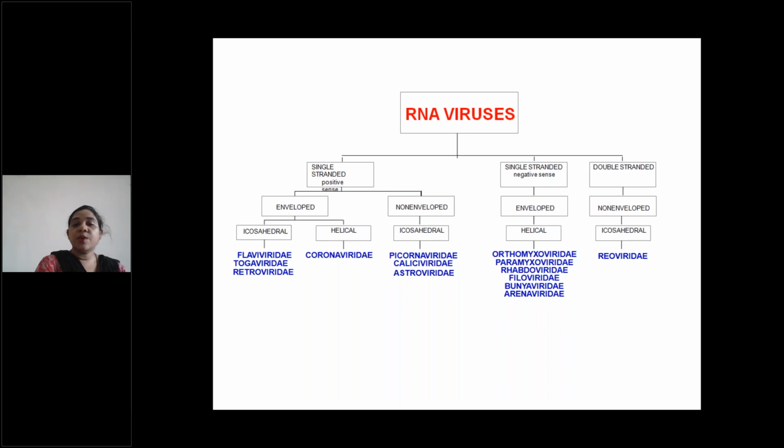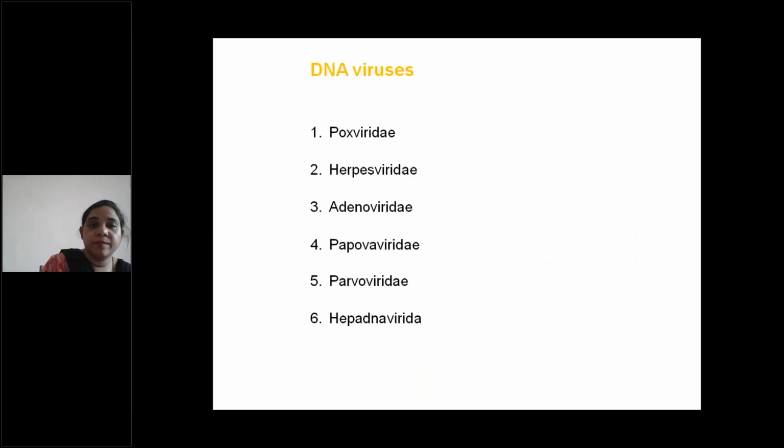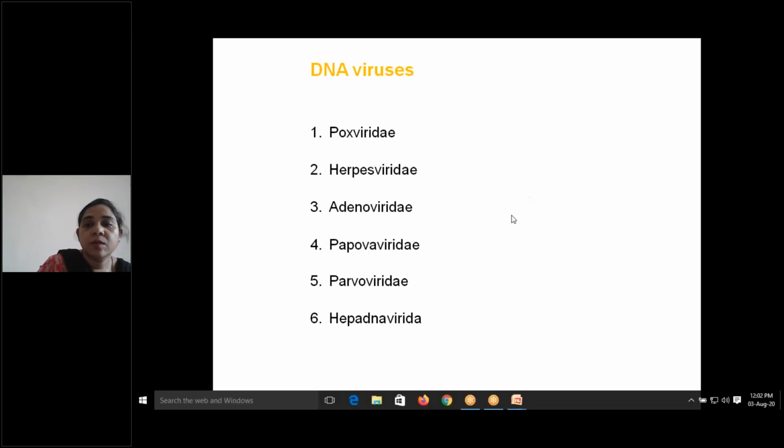Next, single-stranded negative sense are always enveloped and helical. Example, Orthomyxoviridae, Paramyxoviridae, Rhabdoviridae, Filoviridae, Bunya, and Arena. Double-stranded RNA viruses are Reoviridae. So keep all these in mind. DNA viruses.